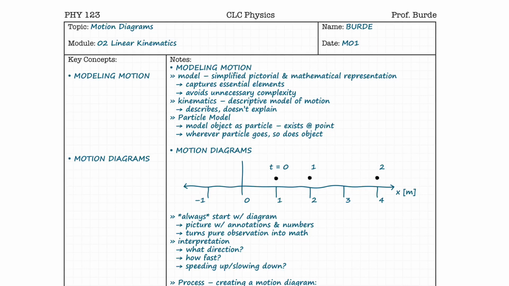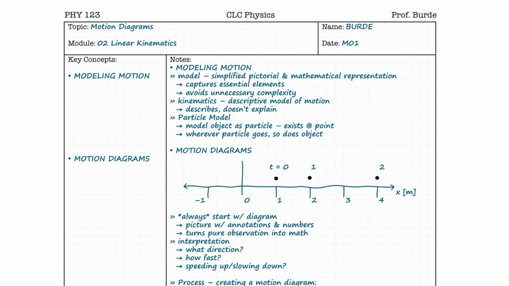To describe the motion of an object, we're going to need to develop a model, which is a simplified pictorial and mathematical representation of a system or an object. What we're trying to do is to capture the essential elements without getting into too much detail. For this part of the course, we are studying kinematics, which is a descriptive model of motion.